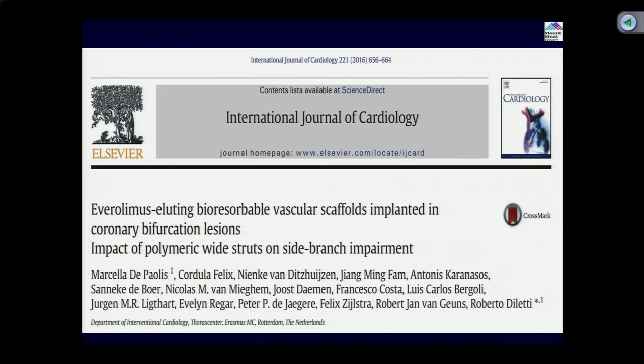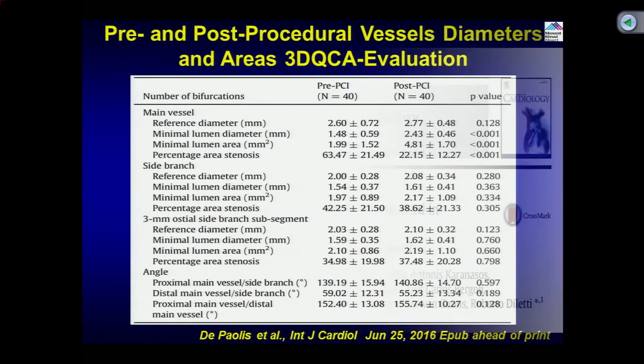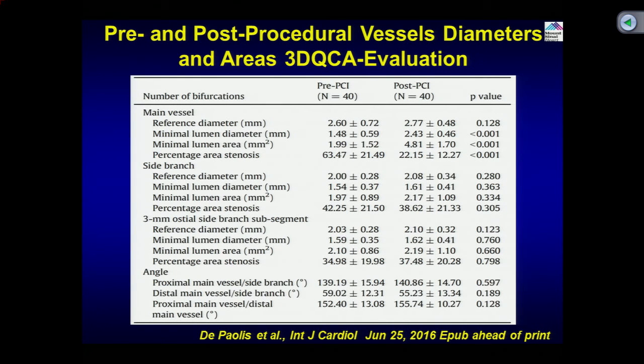Now, there are many other data which have been published in this field, with large series of patients where you do a pre and post PCI, using the Absorb in the main vessel, and you see the side branch really does not get compromised. Although we worry about the strut thickness and side branch compromise, it is not that common.